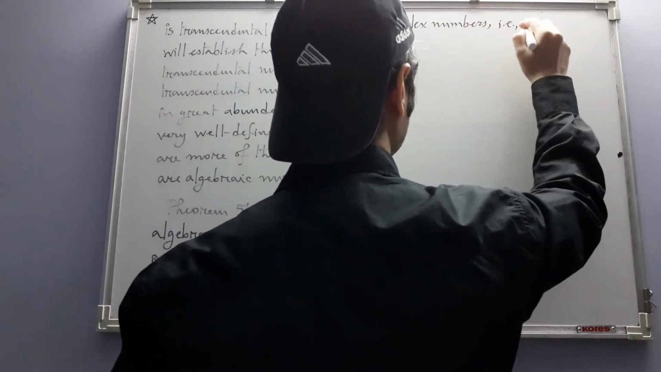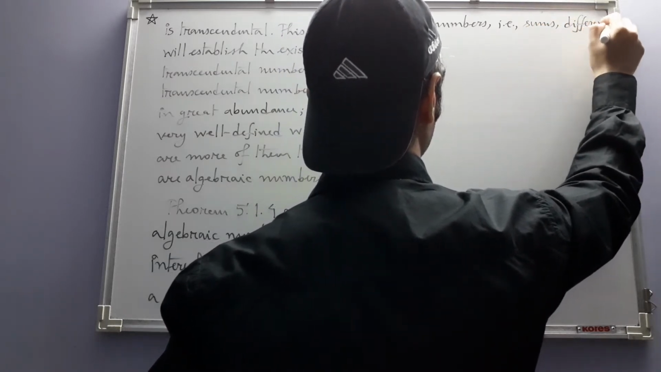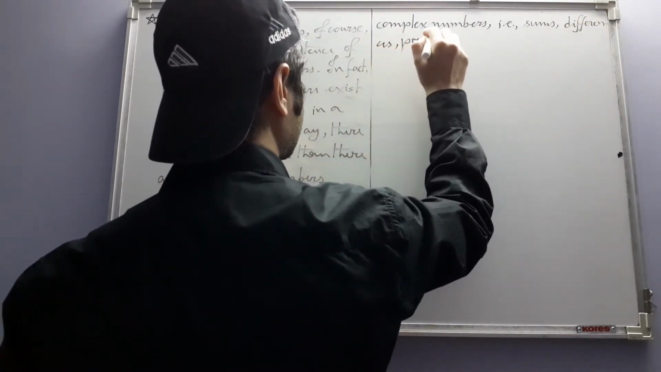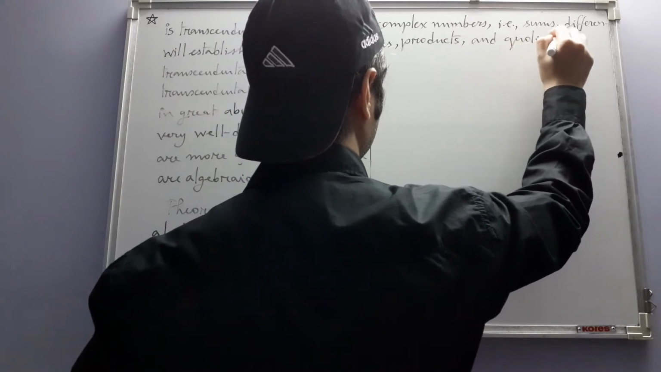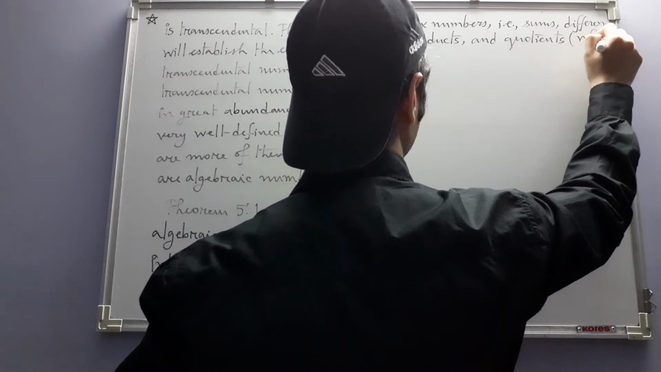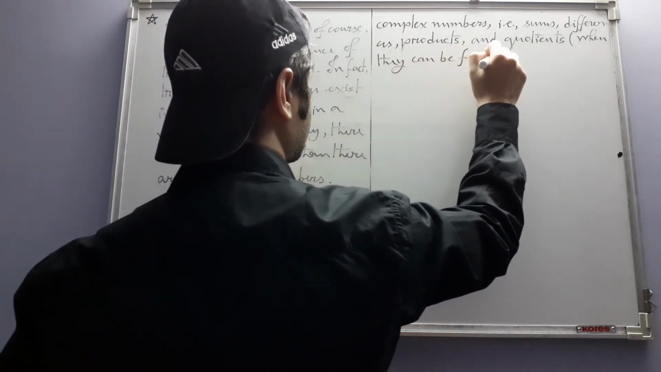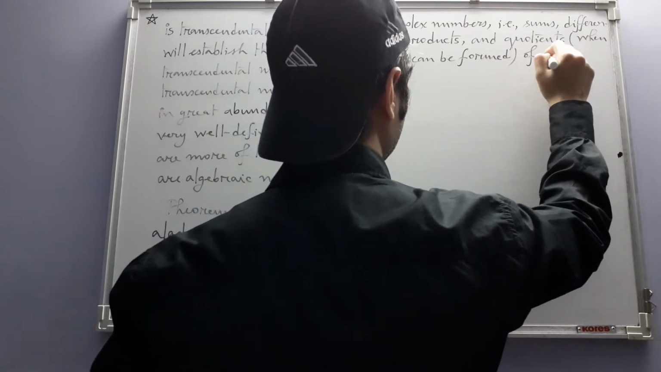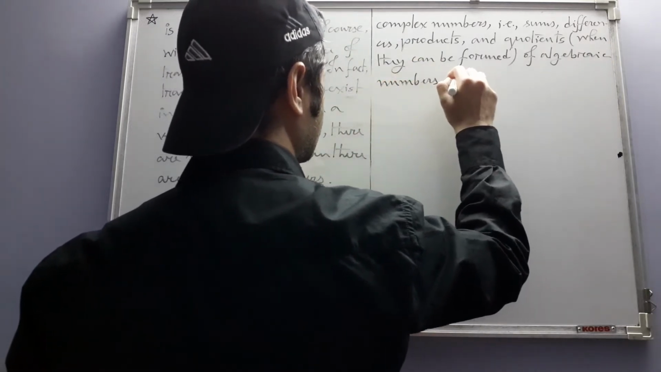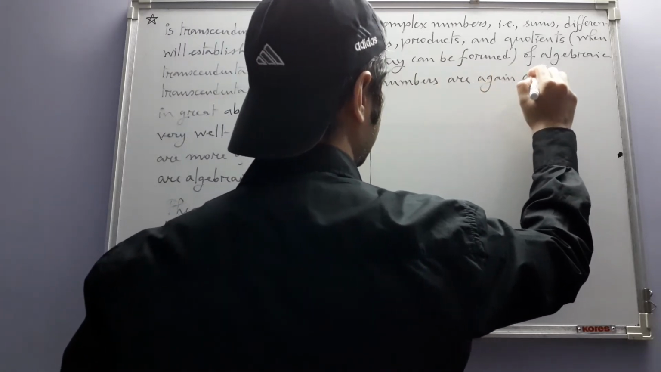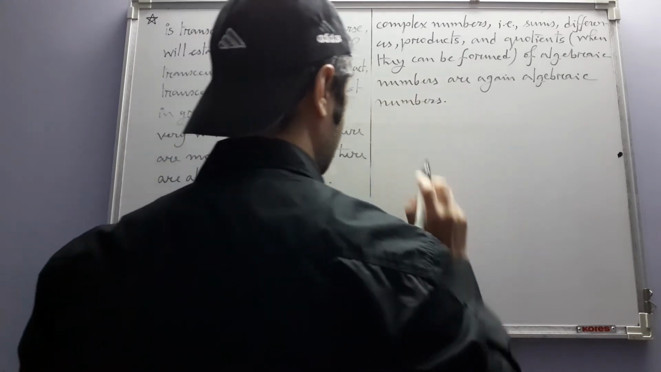That is, sums, differences, products and quotients, when they can be formed, of algebraic numbers are again algebraic numbers. Which of course is a non-trivial fact.